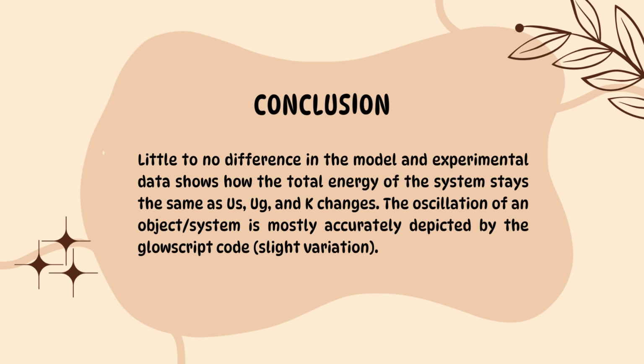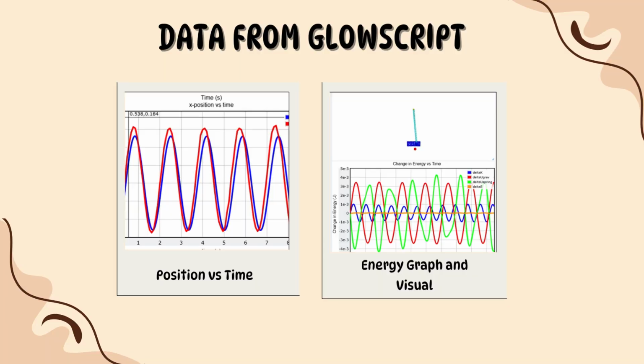I found that there was little to no difference between the model of the experimental data and the GlowScript data, which shows how the total energy of the system stays the same as each component of that energy changes. So the oscillation of an object is mostly accurately depicted by this code. You can see the position versus time graph is generally the same, and the same for y as well. On the energy graph, you can see that the orange line, which is delta E, is generally the same at 0.